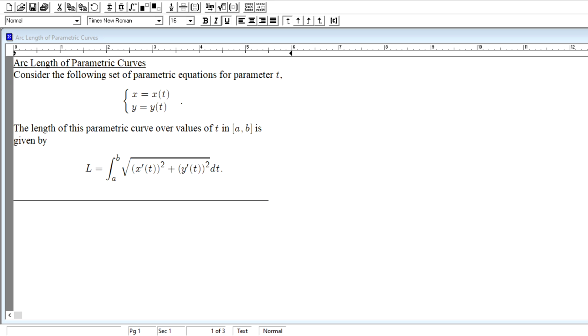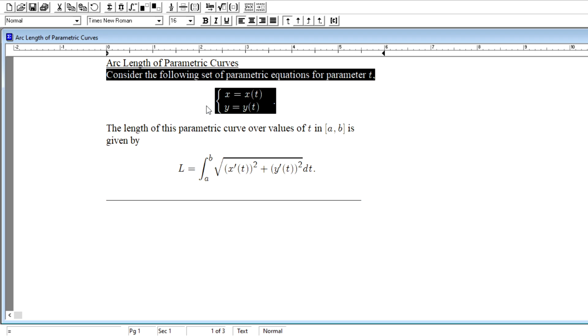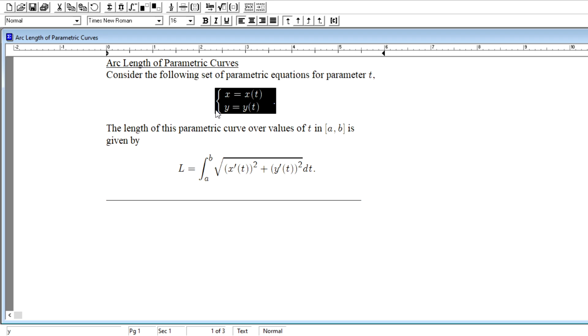All right, folks, back here with the last bit of material that I want to cover with regards to parametric curves. And that's looking at the case for arc length, the case for arc length of a parametric curve. We start off by considering the following set of parametric equations, generically given by x equal to x of t, y equal to y of t.